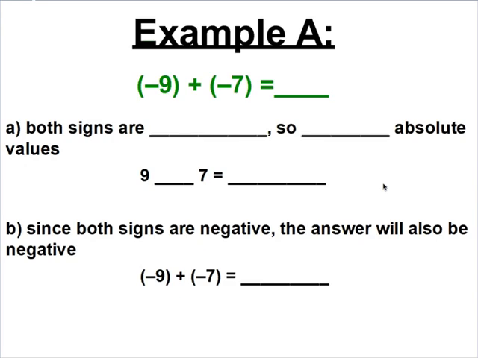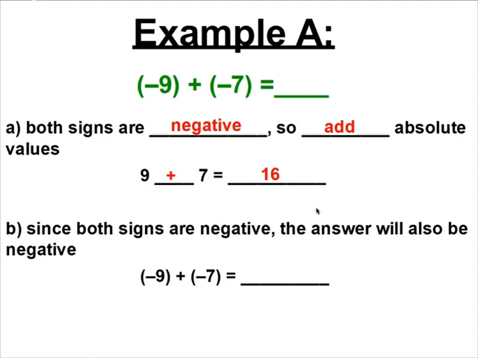So, for example, we have 2 integers here. Both of them are negative. Negative 9 plus negative 7. Both signs are negative, so we have to add the absolute values. The absolute value of negative 9 is positive 9. The absolute value of negative 7 is positive 7. 9 plus 7 is 16.